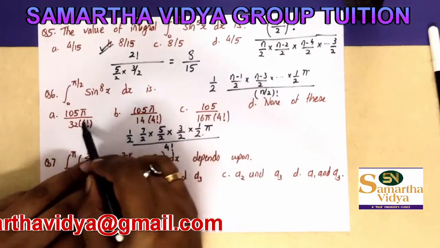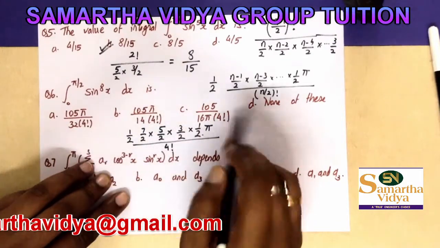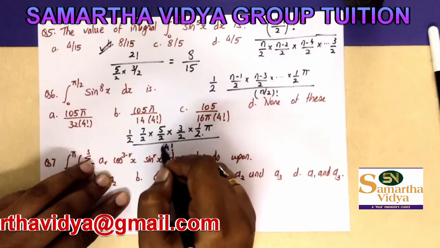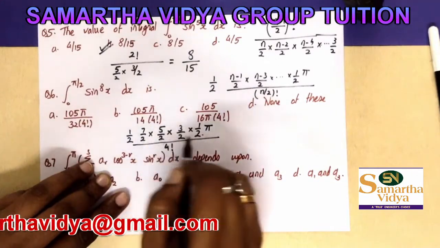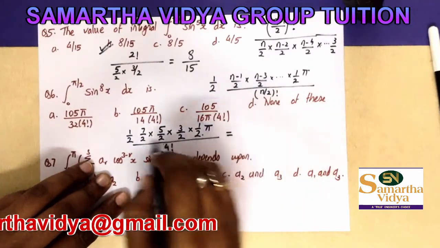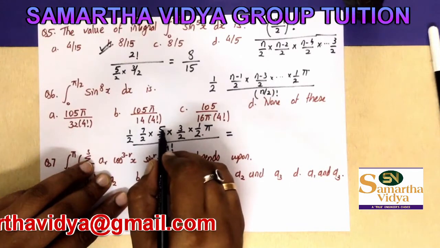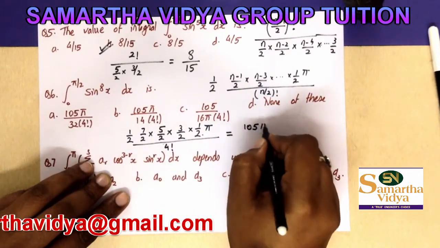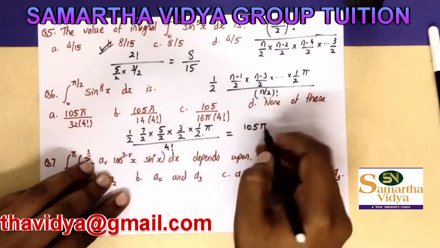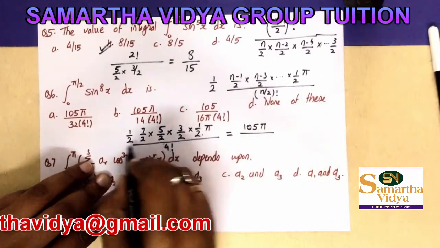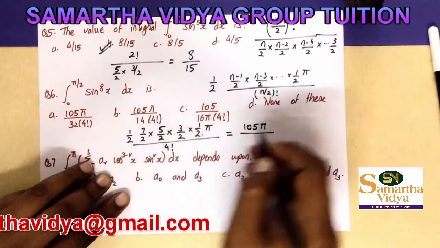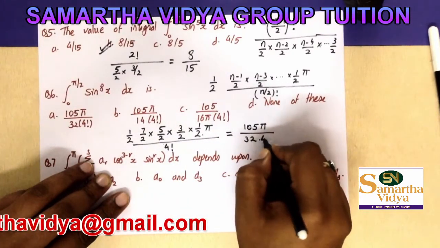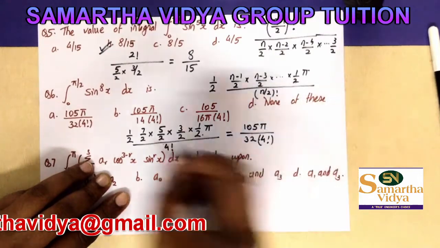Now in the options, you can see 4 factorial is not evaluated, so we keep this term as it is and multiply the rest. We have 7 fives are 35, 35 into 3 comes to 105 pi, divided by these 4 twos, which becomes 32, and we have this 4 factorial. So you can see it's nothing but option A.